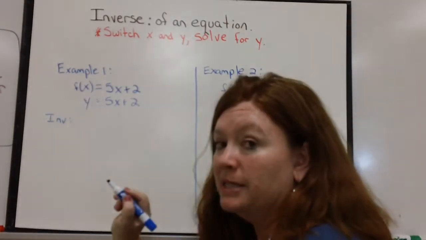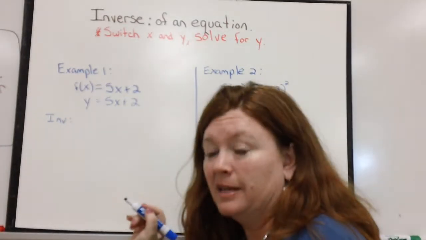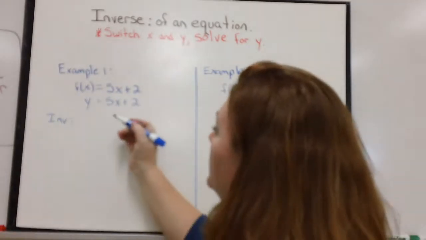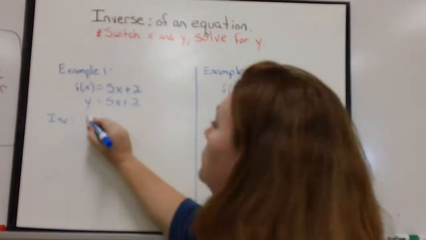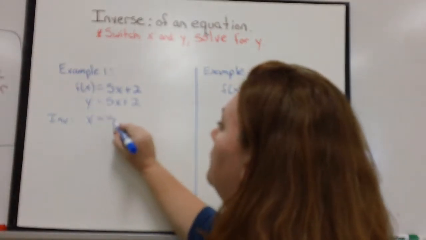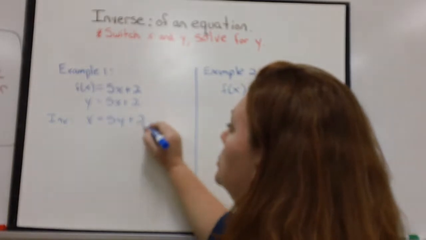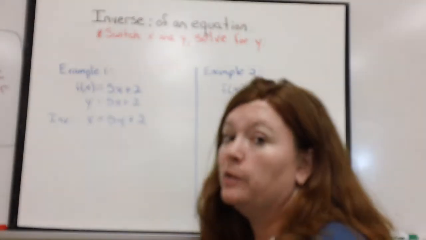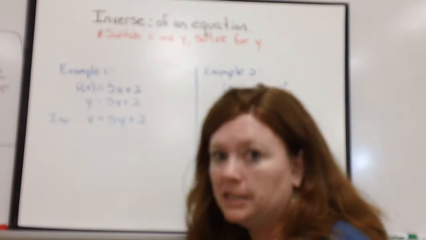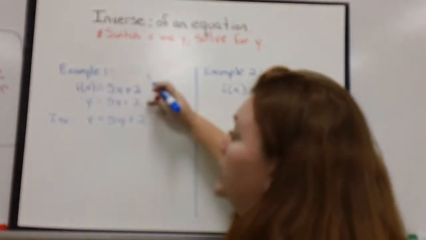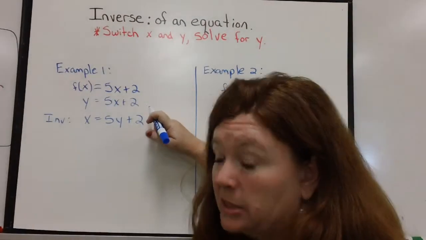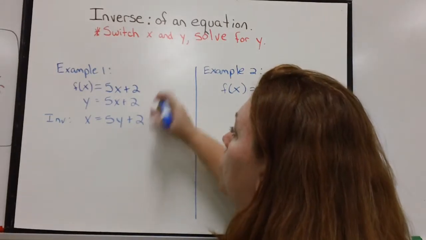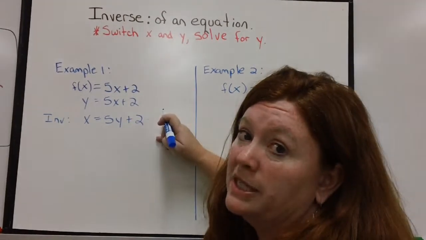So anytime I see a y, I'm going to make it an x. And anytime I see an x, I'm going to make it a y. So my inverse will be x equals 5y plus 2. Now please note, these equations are not equal to each other. They are completely different equations. One is the original function and one is its inverse.